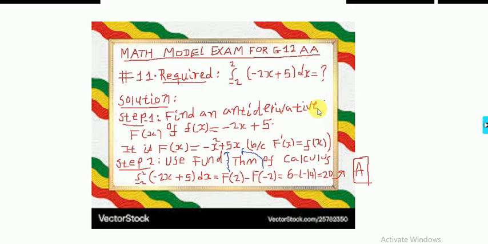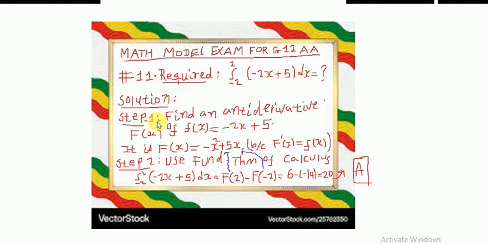Problem number 11. The value of the integral from -2 up to 2 of the function -2x plus 5 is equal to what? Okay, to solve these problems, we can follow the following two steps. We are given this integral, and we are asked to evaluate it.